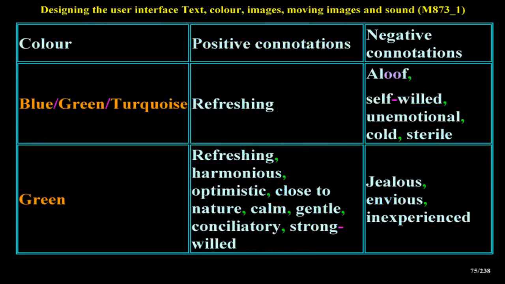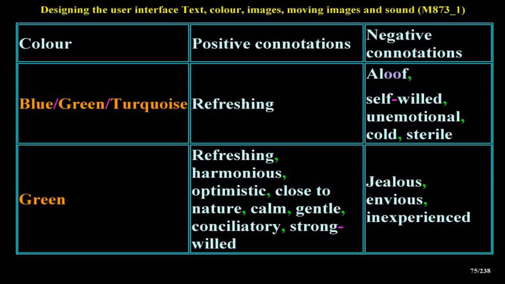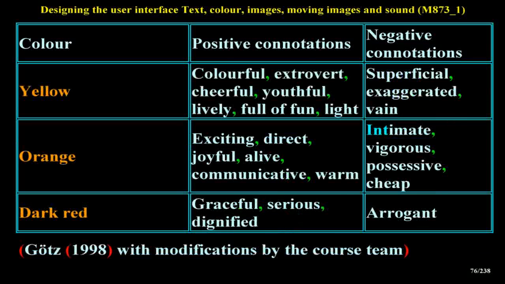Turquoise: refreshing, aloof, self-willed, unemotional, cold, sterile. Green: refreshing, harmonious, optimistic, close to nature, calm, gentle, conciliatory, strong-willed; negative: jealous, envious, inexperienced. Yellow: colorful, extrovert, cheerful, youthful, lively, full of fun, light; negative: superficial, exaggerated, vain. Orange: exciting, direct, joyful, alive, communicative, warm; negative: intimate, vigorous, possessive, cheap. Dark red: graceful, serious, dignified; negative: arrogant. TZ 1998 with modifications by the course team.